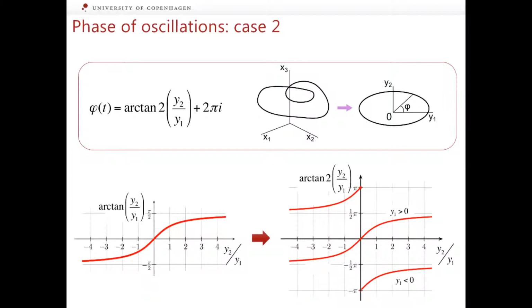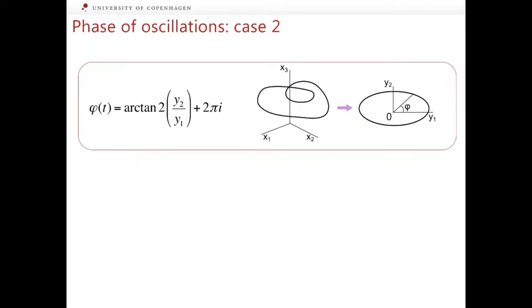Similarly, if the argument of arctan 2 is negative, but y1 is positive, this function coincides with arctan. But if y1 is negative, we choose the upper branch of the graph. Just like for the first phase, to ensure that the phase grows monotonously, to find the phase during the cycle number I plus 1, we take the value of the phase at the end of the cycle number I, equal to 2 pi I, and add its increment since the beginning of the current cycle.